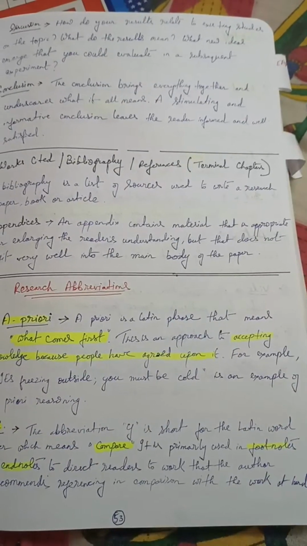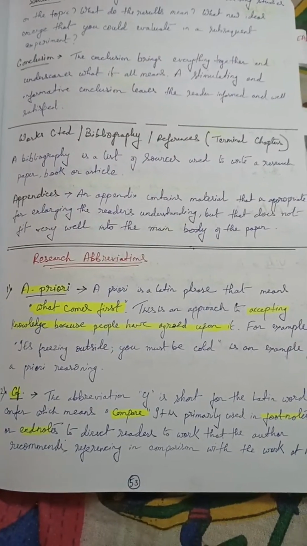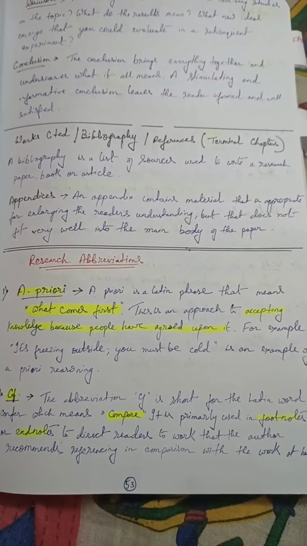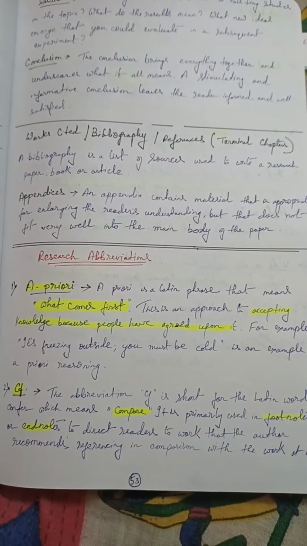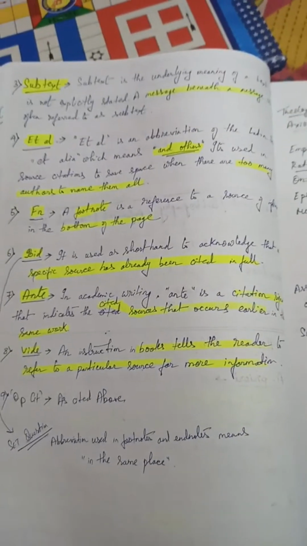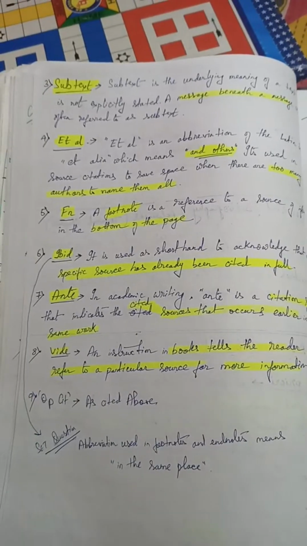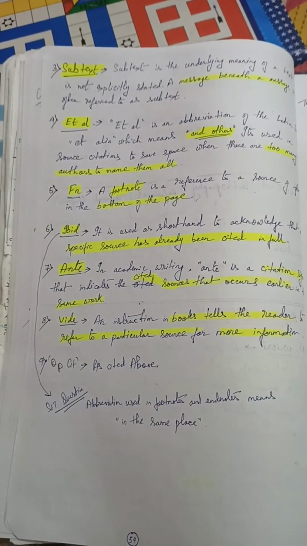The use is before observation. Then we have CF. The full form of CF is compare. Then we have et al. Et al means and others. We have ibid. Ibid means from the same source. We have offset. Offset means, I am showing you. We have offset, we have subtext, we have et al, we have FN, we have ibid. So from here direct questions are being asked.